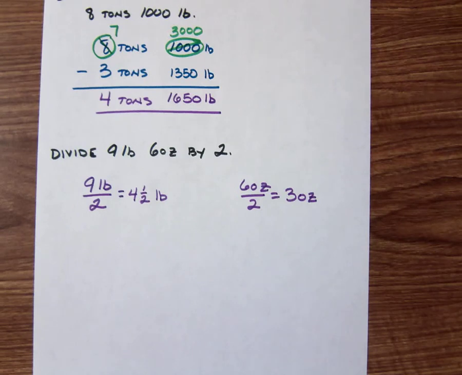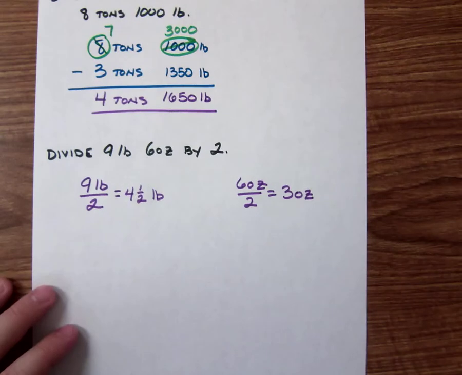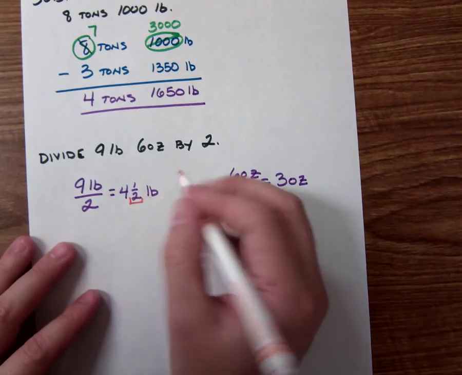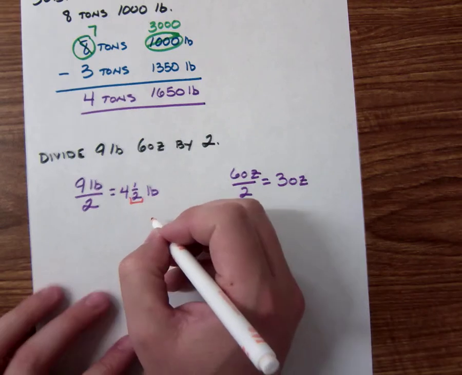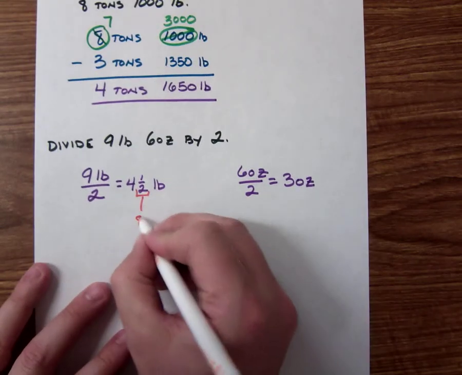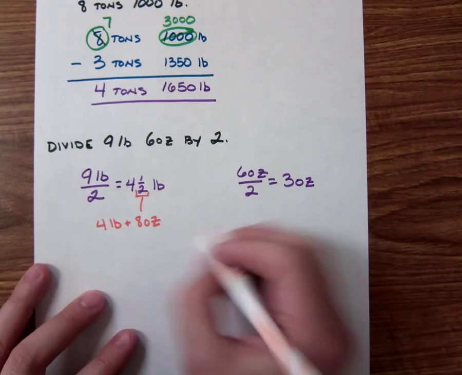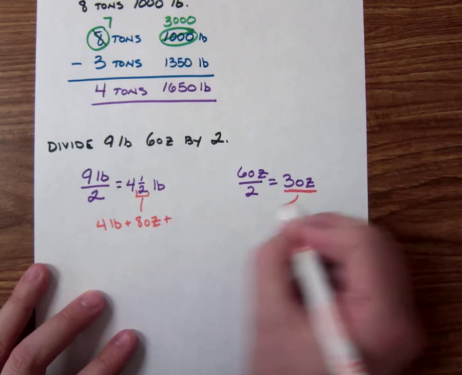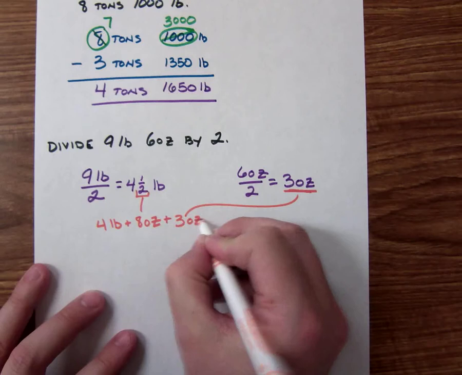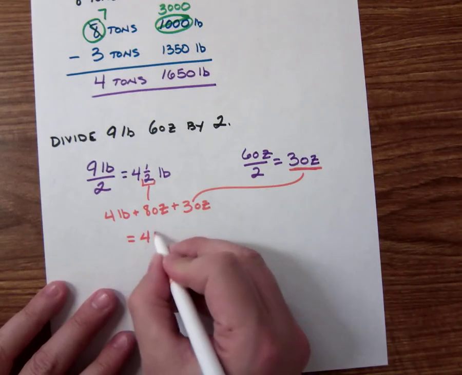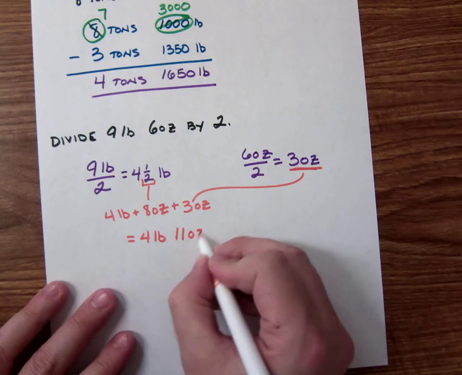Will 4.5 work? 4.5 is fine. But the point is, that's not a whole number of pounds. 4.5 pounds, that's 4 pounds and some ounces. How many ounces is my half a pound? Half a pound, how many ounces? There's 16 ounces in 1 pound, so this is 8 ounces. So it's 4 pounds plus 8 ounces plus my 3 ounces right there, for a grand total of 4 pounds, 11 ounces.